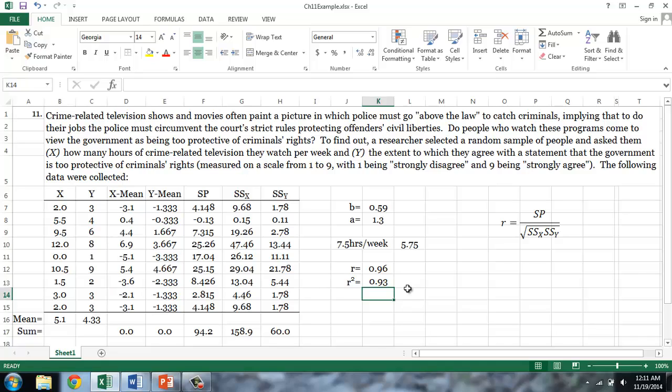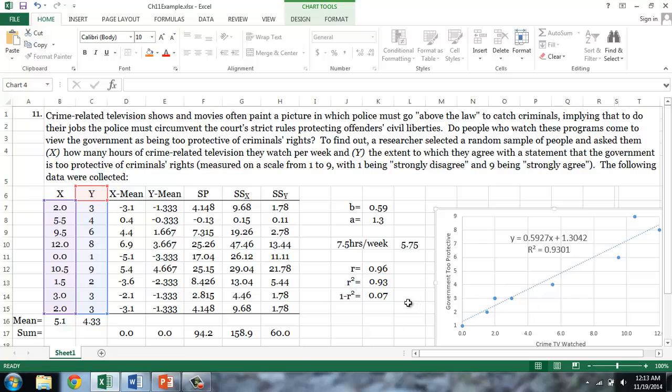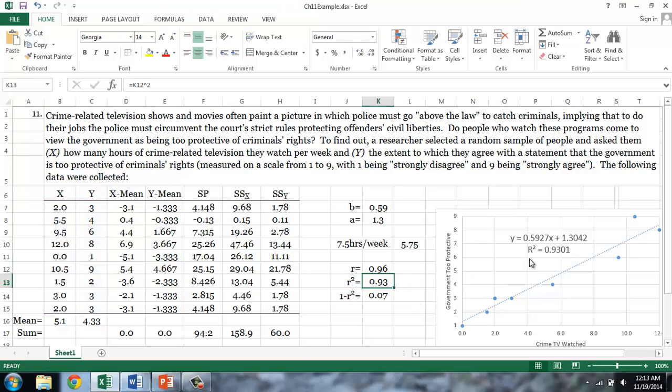The remaining 7% is referred to as the coefficient of non-determination. This is the amount of the variation in our dependent variable that we cannot explain with our independent variable. And we arrive at this by simply taking 1 minus the coefficient of determination. You'll notice that the r squared we calculated again is equal to the coefficient of determination indicated on our scatter plot.